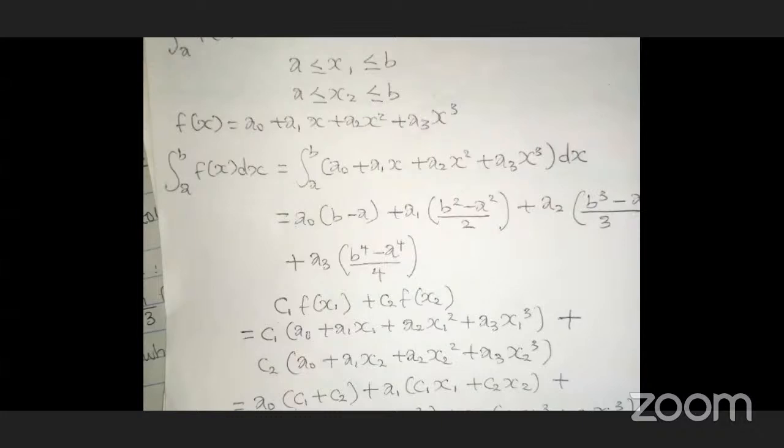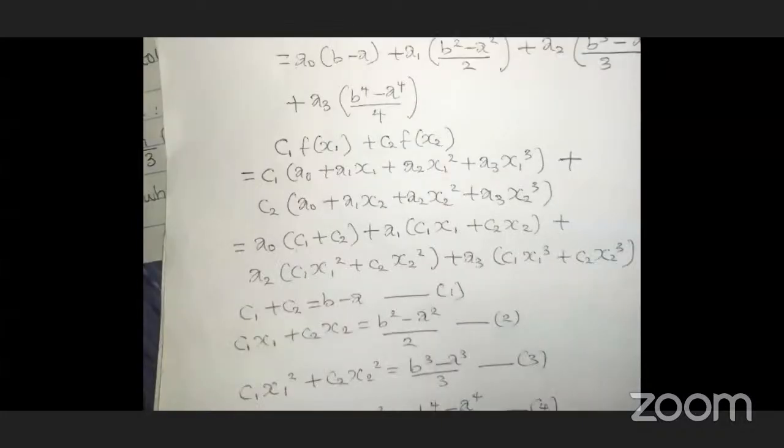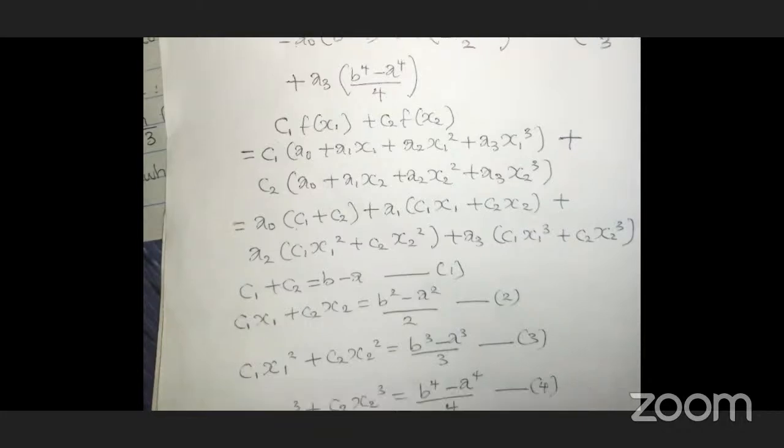Now, from here, remember we said that we are going to replace our x, our a, by x1 and x2. So from here we have C1 open brackets a naught plus a1 x1 plus a2 x1 squared plus a3 x1 cube, that's the value of your C1. Then for your C2 now, a naught plus a1 x2 plus a2 x2 squared plus a3 x2 cube.